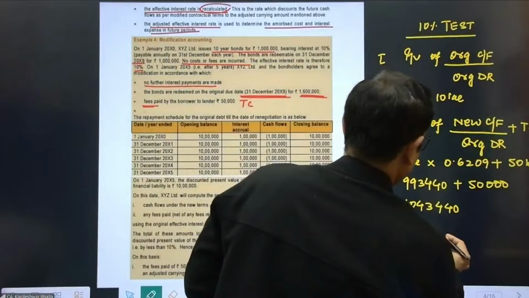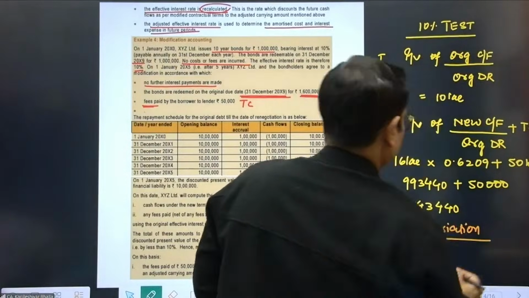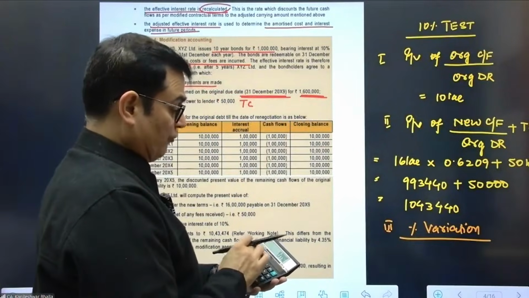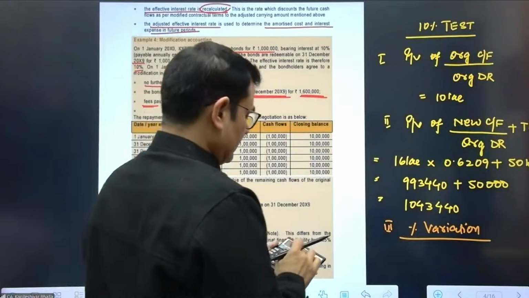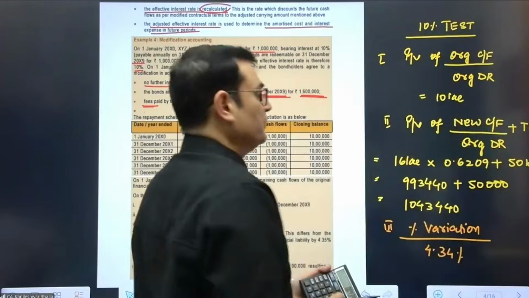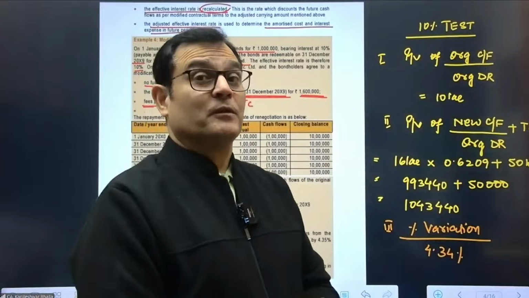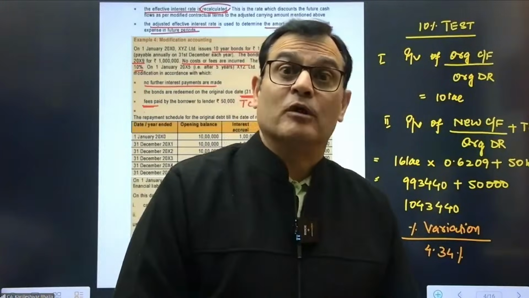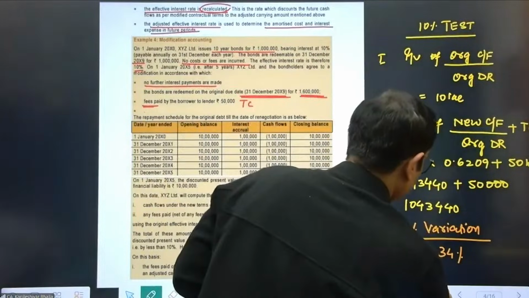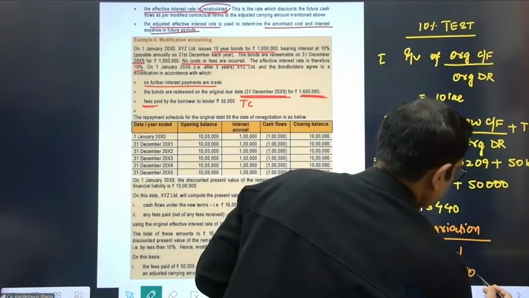Then we can calculate the percentage variation comparing the two steps. So we get the percentage variation, the difference between the two upon the original. The difference is 43,440, so this is coming to 4.34% variation. That's below 10%. And if it is below 10%, this means that we're applying a modification accounting. The change is not material in nature. So this is going to result in what we call a modification accounting.